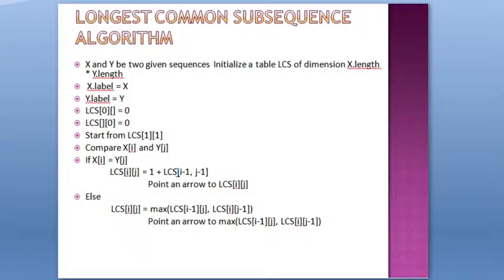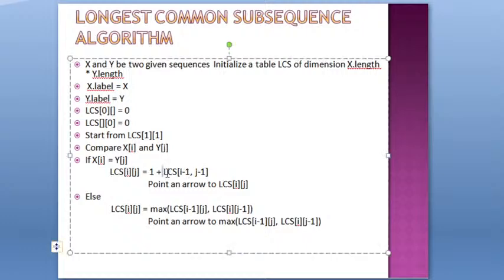Okay. Now why LCS of i minus 1, j minus 1? It is nothing but your diagonal element to get. Okay, this is the diagonal element to get. As per the formula I need to perform plus 1 if the characters matched with each other. Then point an arrow to LCS[i][j], as I told you.